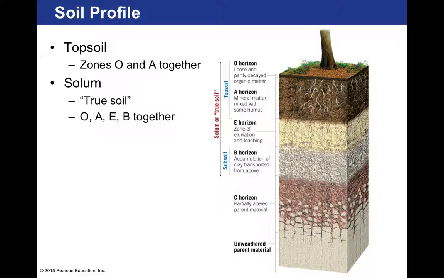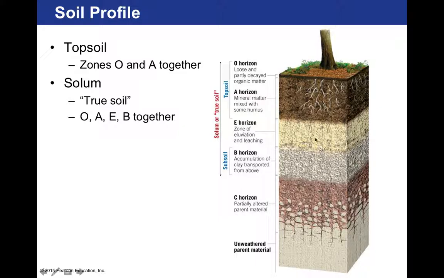So we'll start from the bottom. Finally you have your unweathered parent material, whatever that may be. Then you have your C horizon where weathering is occurring and you're kind of transitioning into the soil material. And then your lowest soil layer here is your zone of accumulation. This is where all the stuff from above is transported down below. It can't really go any lower than the B horizon.